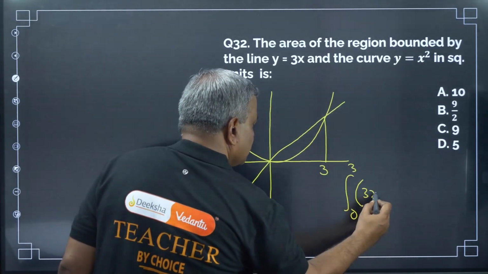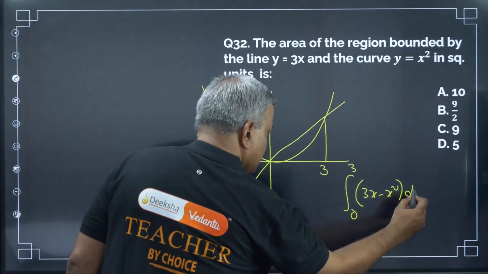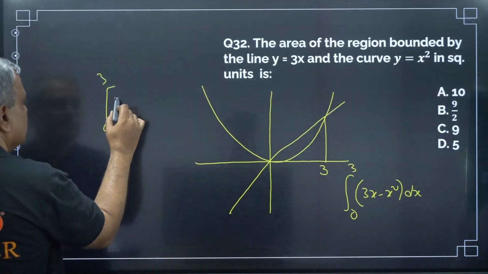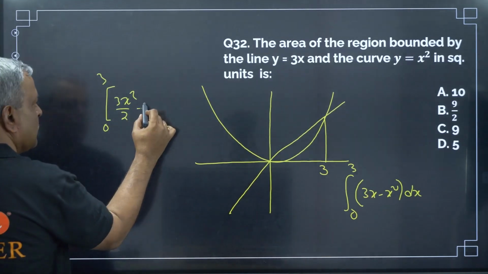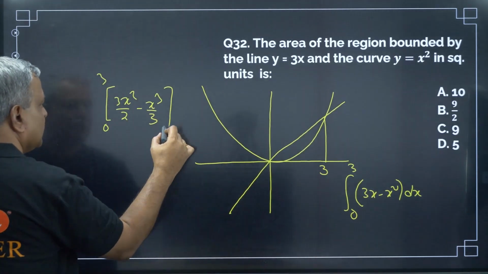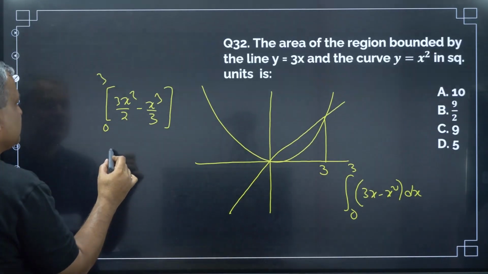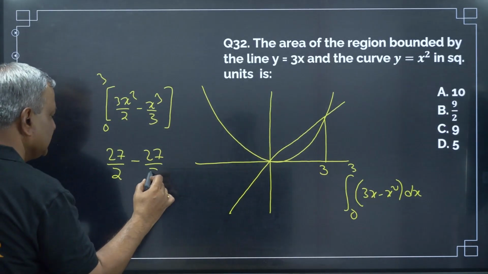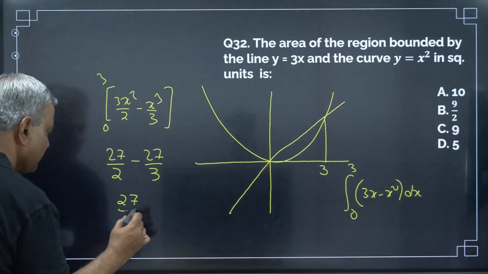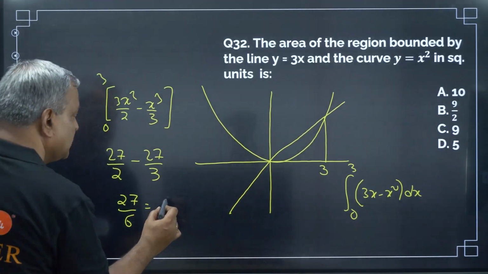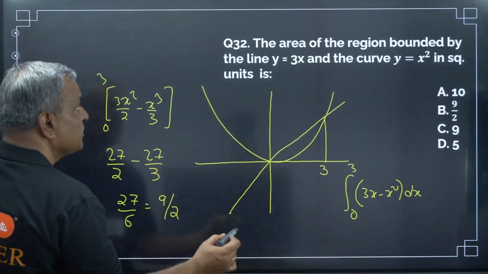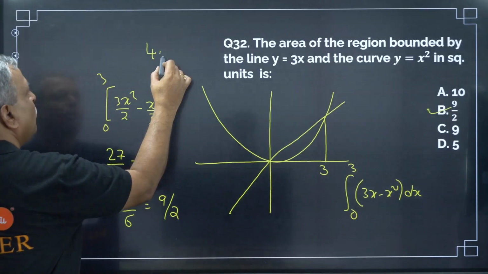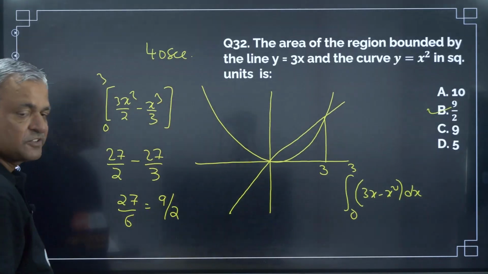The upper line is 3x minus x square dx. So this can be written as 0 to 3, 3x square by 2 minus x cube by 3. If you put in 3, you get 27 by 2 minus 27 by 3, which is 27 by 6. This is nothing but 9 by 2. Option B is correct. You can easily do it within 40 seconds. It won't take much time.